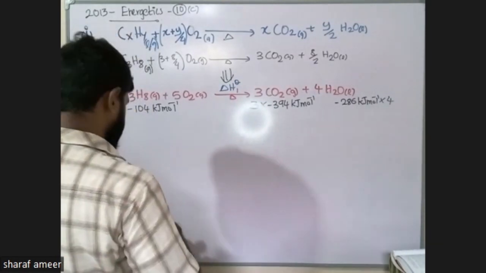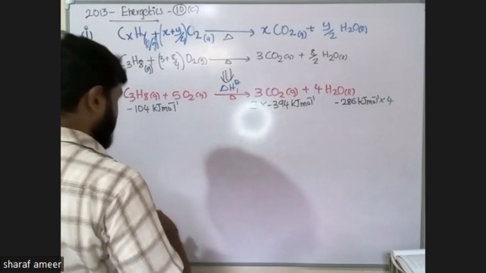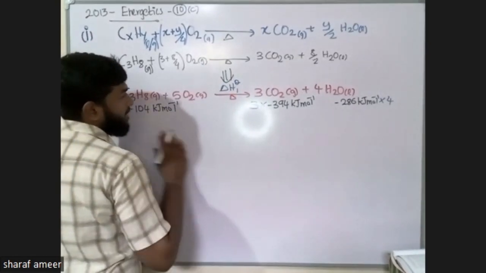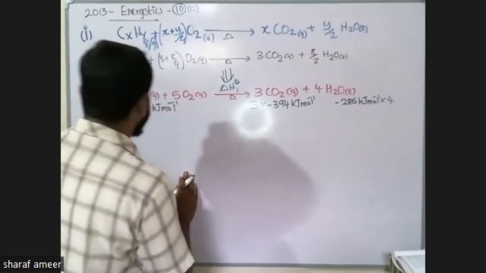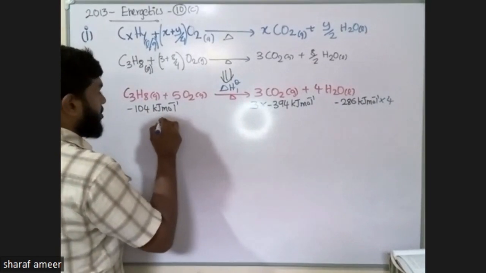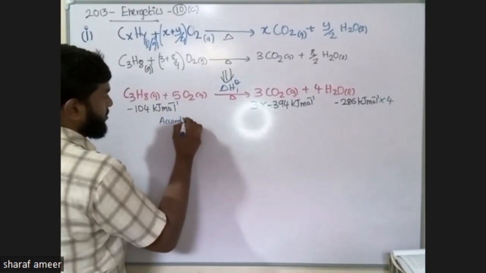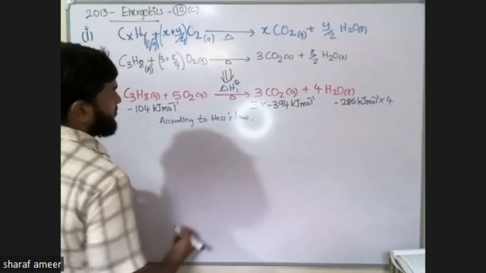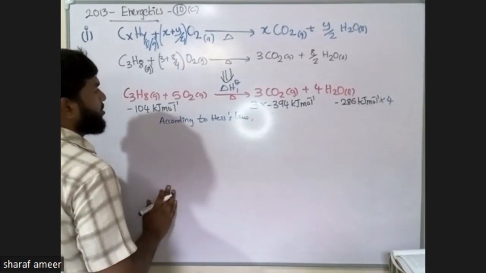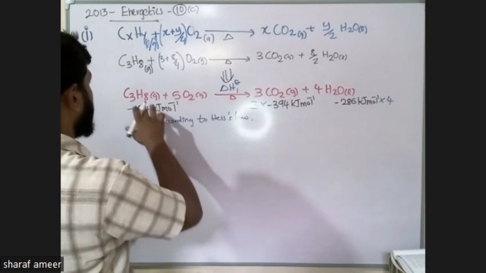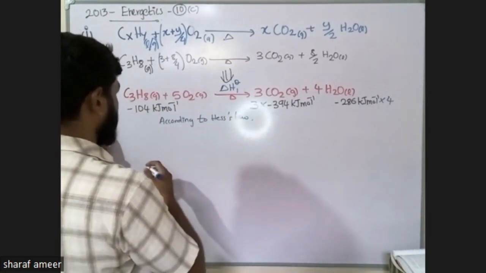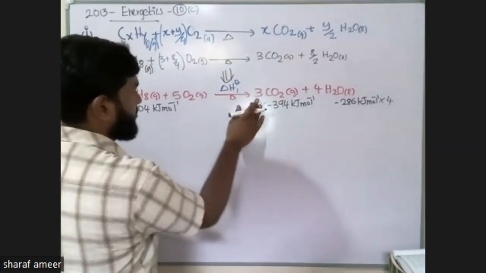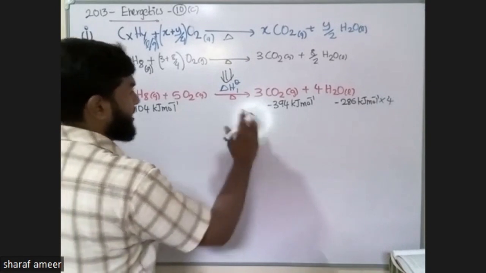So the resultant enthalpy of a reaction can be derived easily here. According to Hess's law, I can give you in a simple way. Wait.